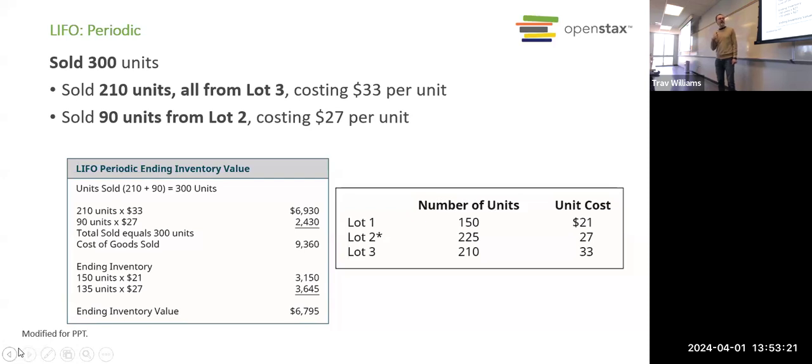How many units would we have remaining in lot 1 in this case? Yeah, 150. We didn't sell any of those, right? Or at least we didn't use those costs. How many units do we have remaining in lot 2? 135. Exactly, 135. So it was 225. We used 90 of those. That gives us 135 remaining at $27 each. Okay. Add it up, we get our ending inventory.